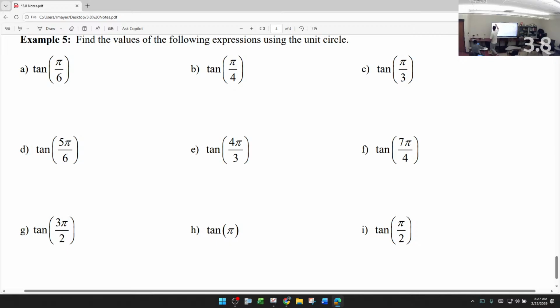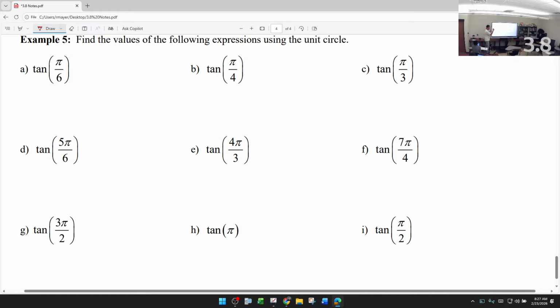Tangent of pi over 6. I don't have that memorized to this day. I cannot tell you what tangent of pi over 6 is. But I can tell you what sine of pi over 6 is, and I can tell you what cosine of pi over 6 is. And if I know sine and cosine of pi over 6, I can do some flipping and some multiplying to tell you what tangent of pi over 6 is. Fair enough?